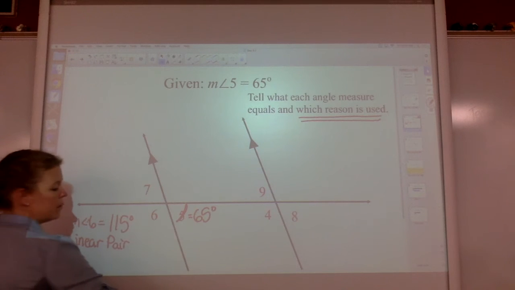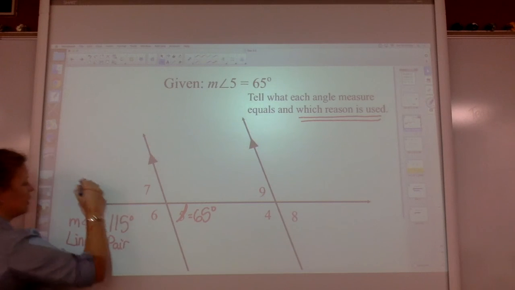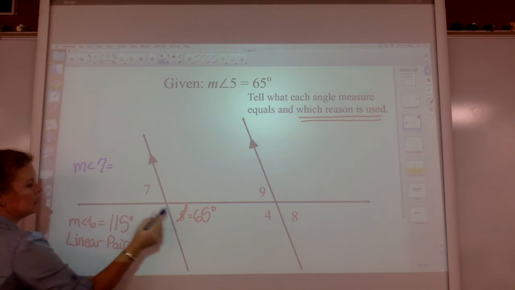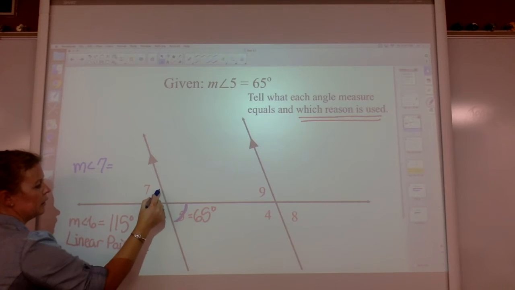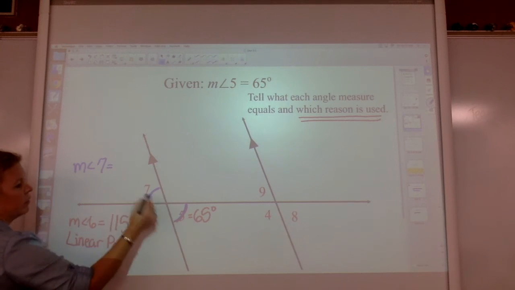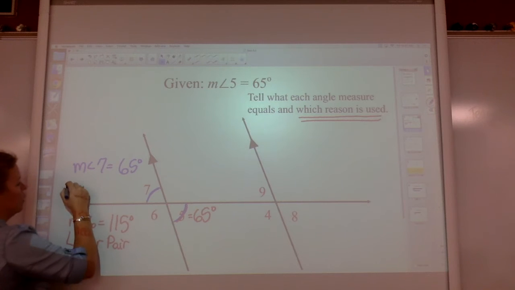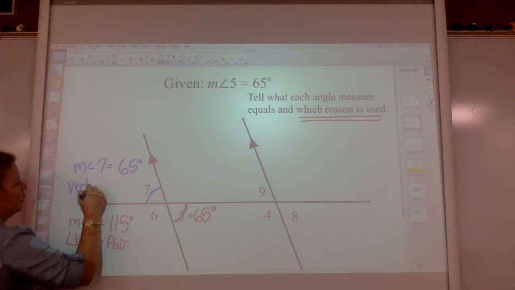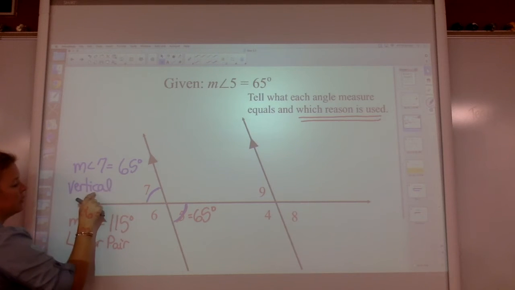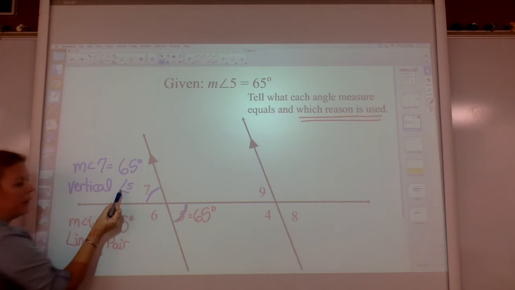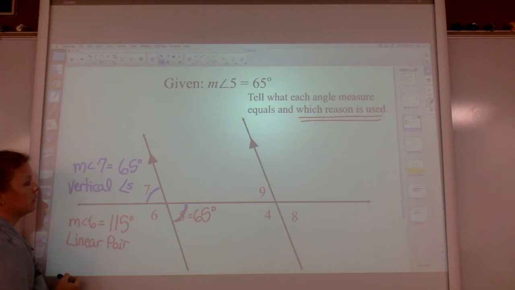with this given angle, 65 degrees. Okay, now I'm going to do measure of angle 7. The measure of angle 7 equals, well, if you look, these are vertical angles. Vertical angles are congruent. What's the reason? Vertical, watch your spelling. It's vertical, C-A-L, not C-L-E. Vertical angles, and I'm fine if you abbreviate angles with an angle and an S.